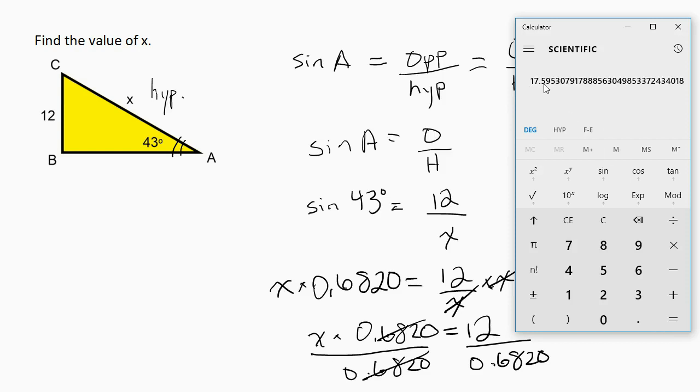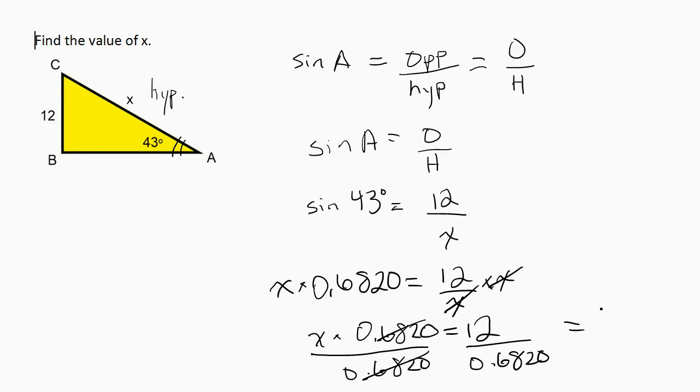17.6 when we round that. So that would be 17.6. And that is x. In this case, x is the length of our hypotenuse. The number makes sense simply because it's longer than the 12, so it makes logical sense that it would be longer than the 12. It's not shorter because it's the hypotenuse value.